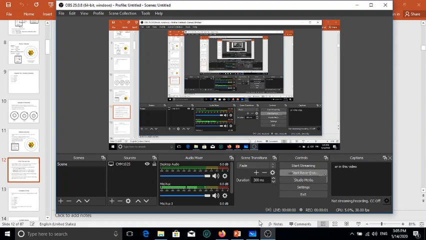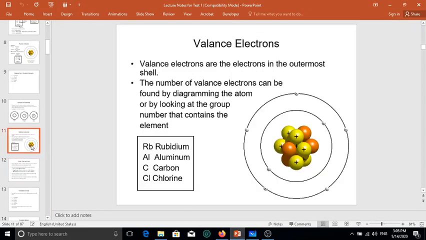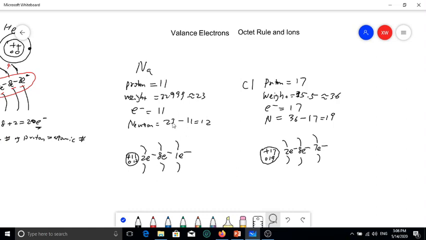Alright, in this video, we're going to continue our discussion about the atoms. Here, we're going to introduce a couple of very simple but very useful concepts, which are valence electrons and also the octet rule.